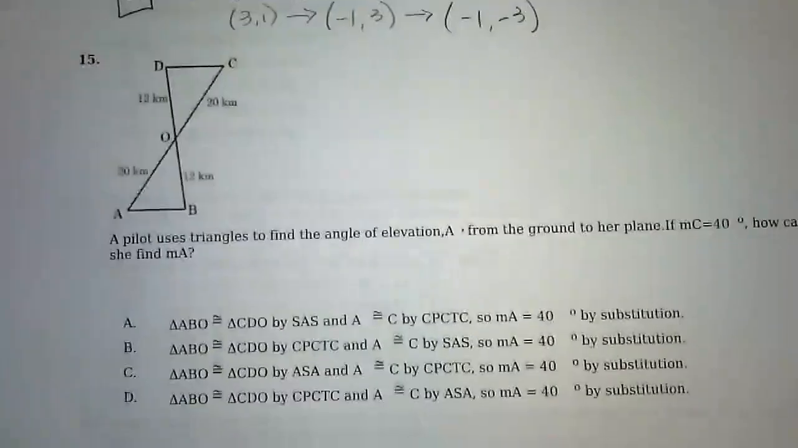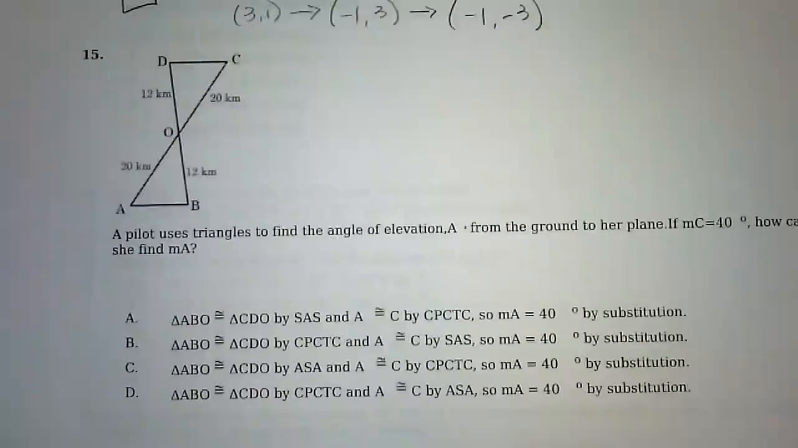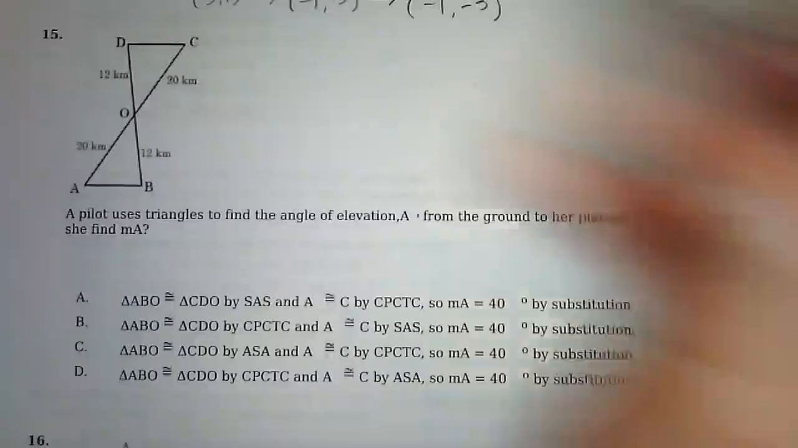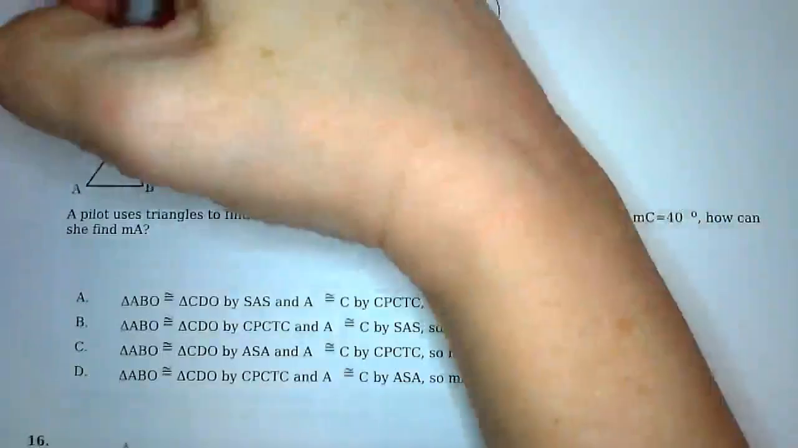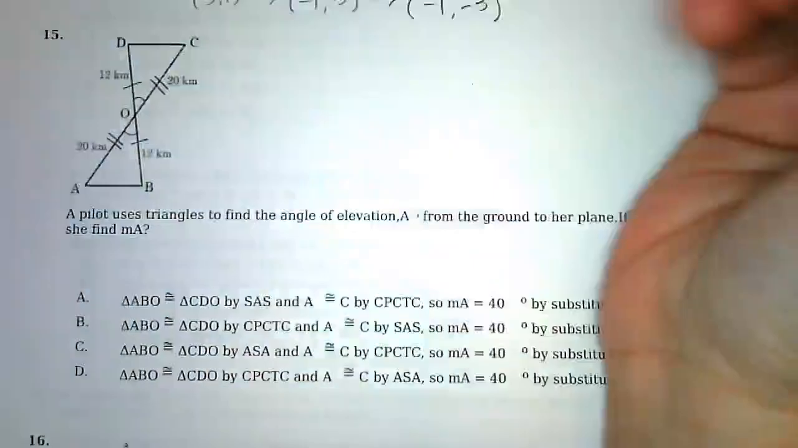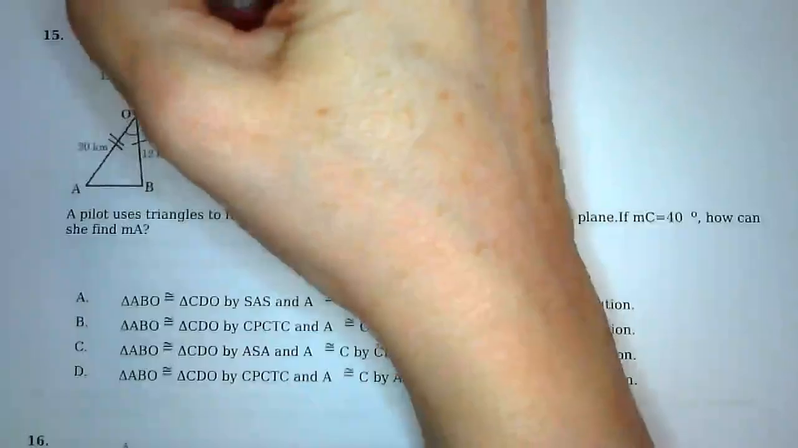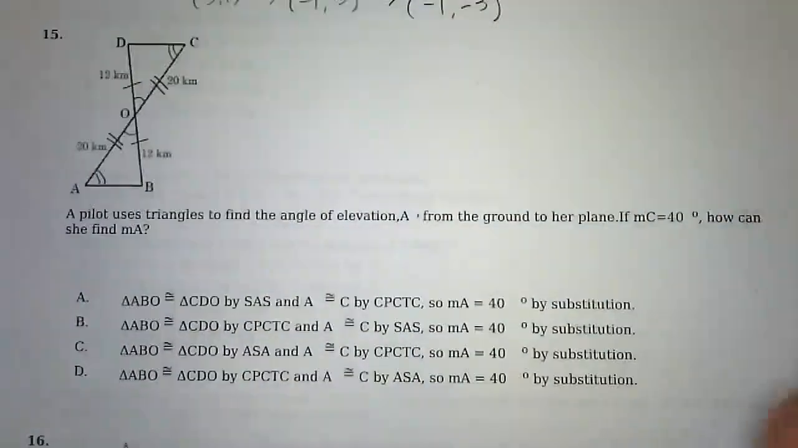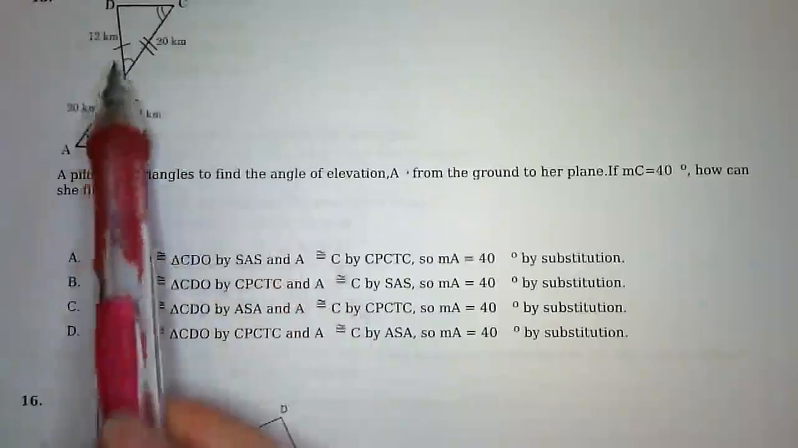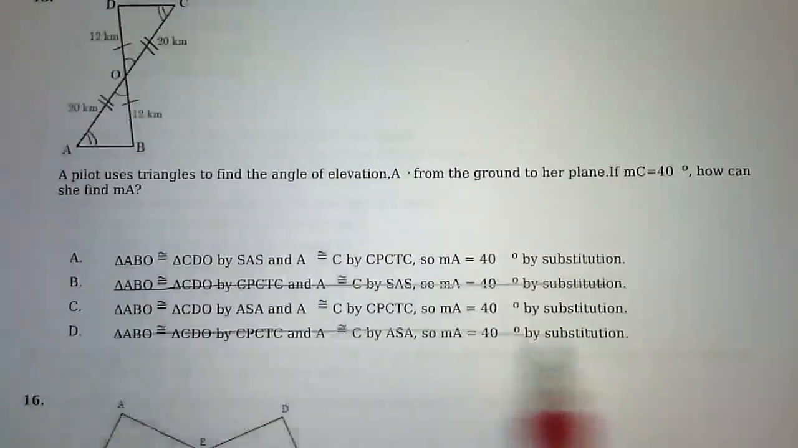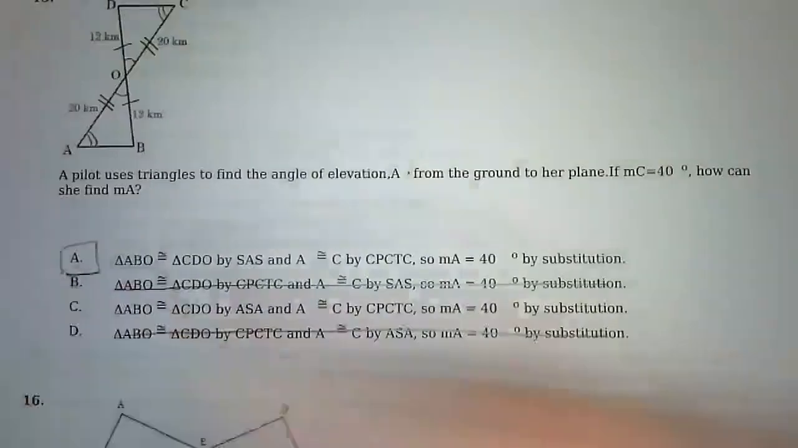Number 15, a pilot uses triangles to find the angle of elevation from the ground to her plane. So if she knows angle C, how can she find angle A? All right, so if we look at these two triangles, I can see those sides are congruent and these sides are congruent, and we know vertical angles are congruent, so that proves side angle side. And then from side angle side, we would know that angle C is going to be congruent to angle A using CPCTC. So we have side angle side, well, CPCTC is not going to come first. So we can eliminate those, and we don't have angle side angle.